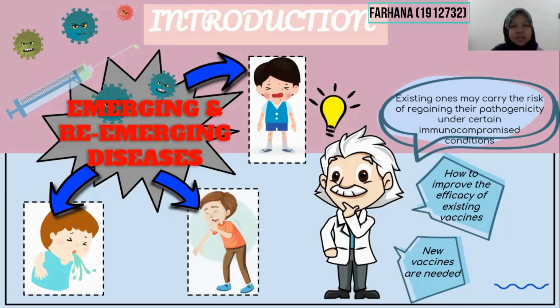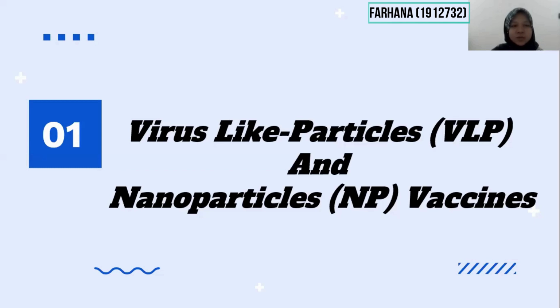The use of several latest vaccines, which will be presented by me and my group members, are said to improve vaccine efficacy. So let's go to the first one. To increase the immunogenicity and stability of subunit vaccines, several approaches have been used, such as virus-like particle (VLP) vaccines and nanoparticle vaccines.